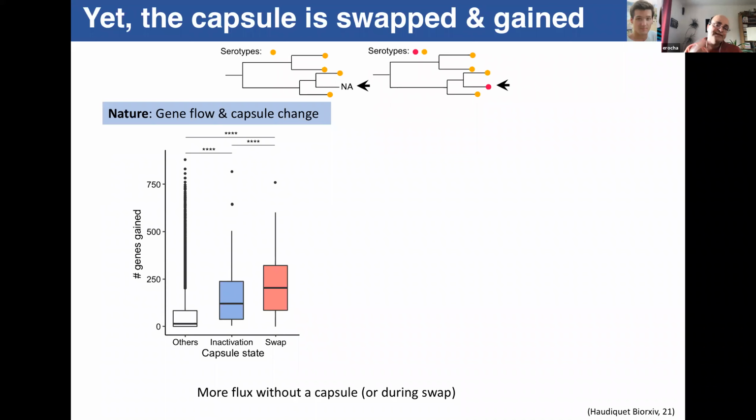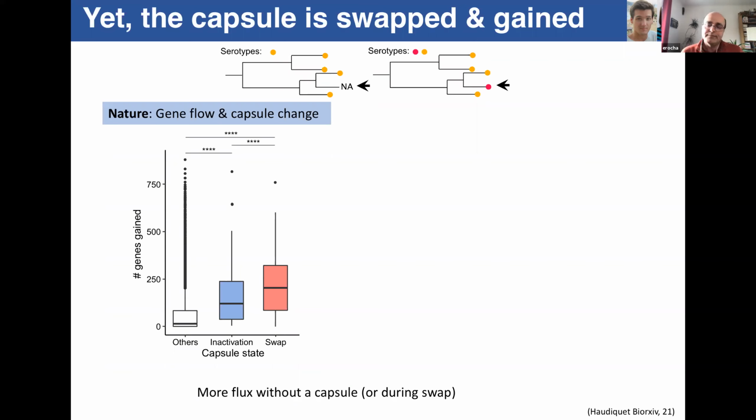And this is interesting because, if you remember my previous slides, if you inactivate the capsule, you become immune to lots of phages. So this suggests that it's probably conjugation that is leading this process of capsule acquisition and the process of an excess of horizontal gene transfer when the capsule is lost.